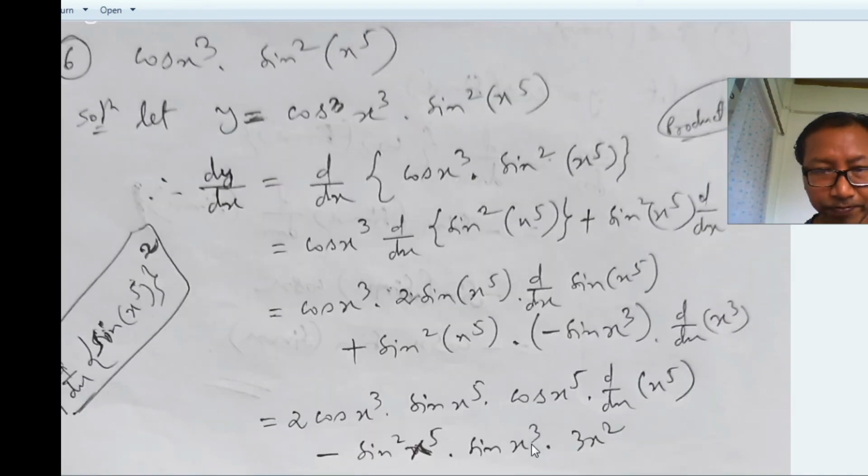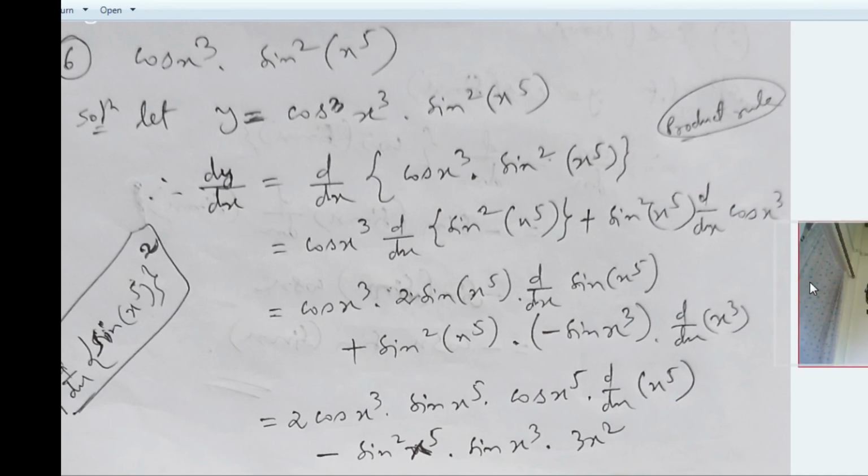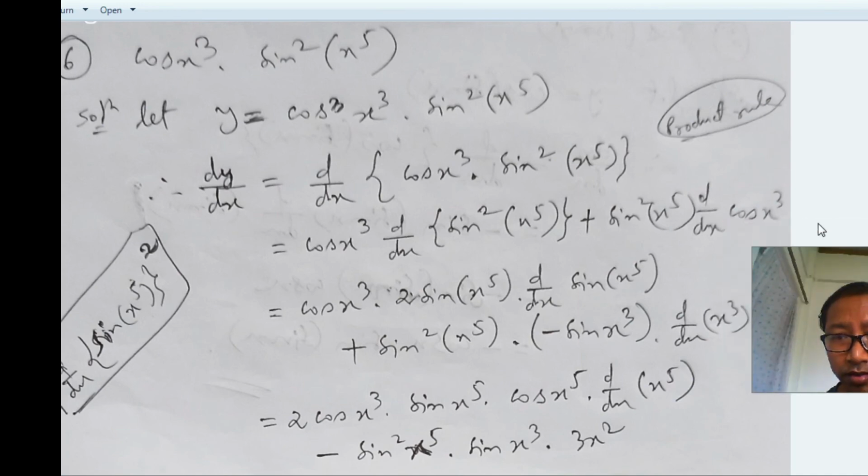Okay, next question you can see, cos x cube sin x square 5. Two functions are there, one is cos, other is sin. Okay, then you can take like this, y equal to this part, then dy by dx of d dx of this part. As it is a product of two functions, that means we will apply product rule. Then u dv dx plus v du dx.